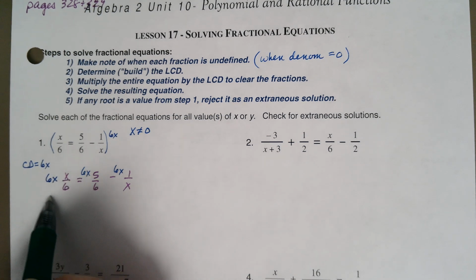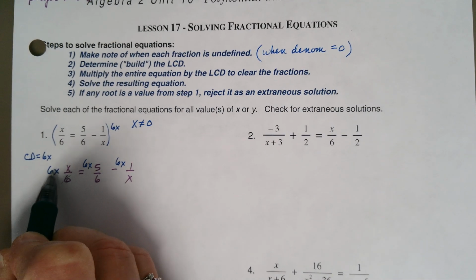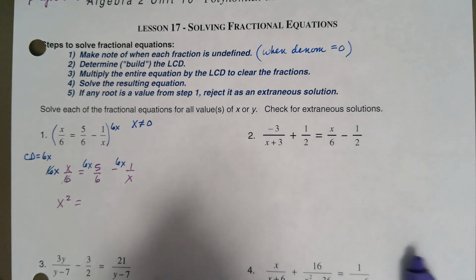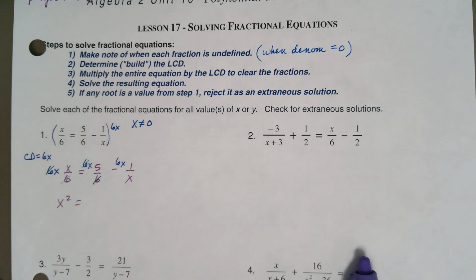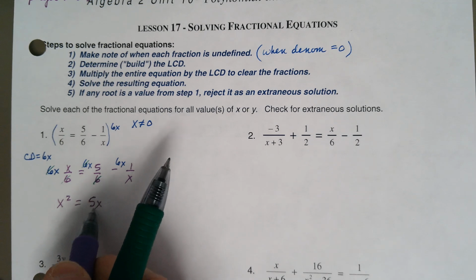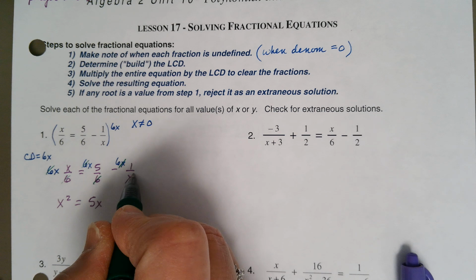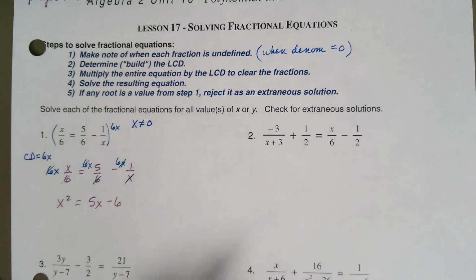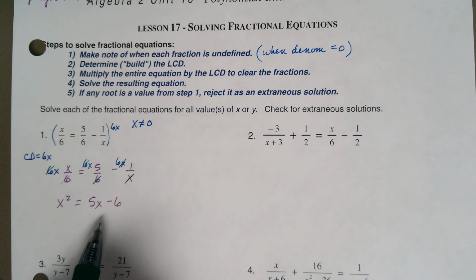before I multiply these first two terms, the 6's divide out, so we're left with simply x times x, which is x squared, equals 6x times 6, the 6's divide out, x times 5 is 5x, and 6x times 1 over x, the x's divide out, we're left with 6 times 1, which is 6. So now we have the quadratic equation, x squared equals 5x minus 6.